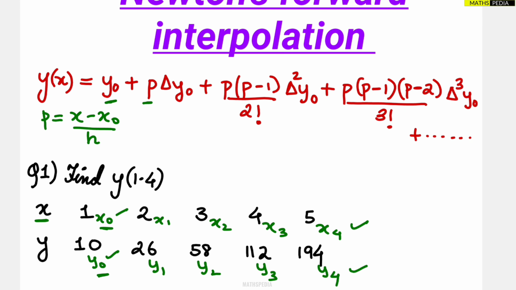And one more term will be added, which is p minus 2. So 3 factorial, 3 terms, and here also 3. Next one will be what? P minus 3 will be added, and there it will be 4 factorial and delta 4 y naught.